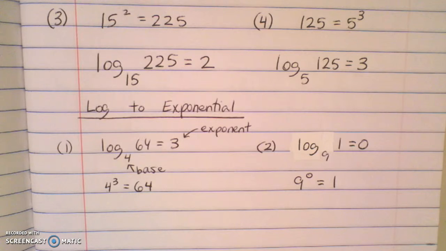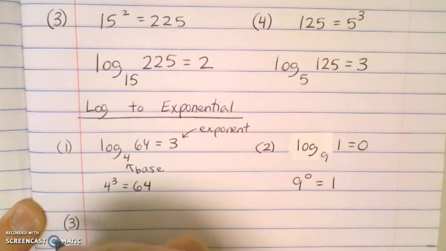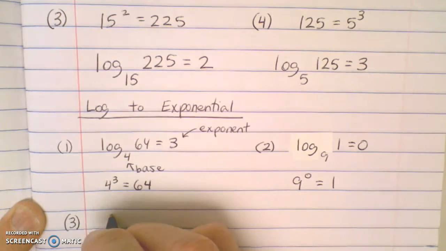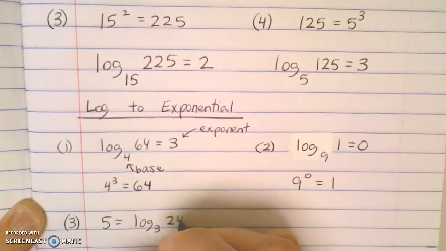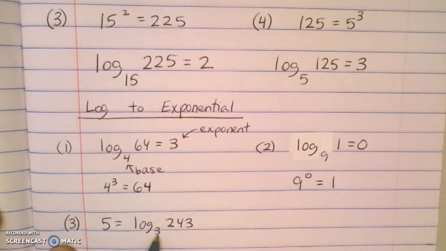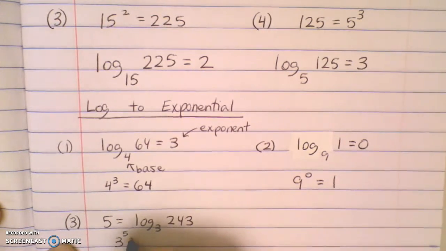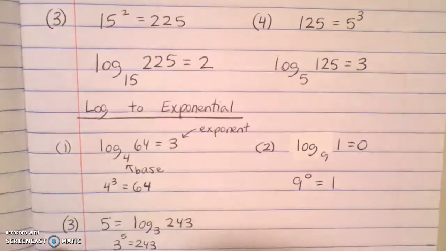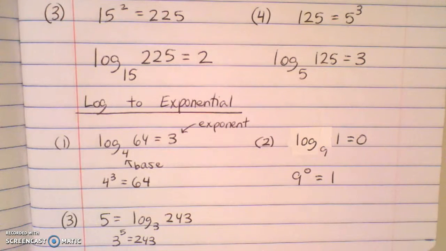Let's look at two more examples. And again, I'm just going to rewrite it in a different way, but it should still follow the same steps. So let's say 5 equals log base 3 of 243. So again, my base is always the number that's the little lowercase number. So 3 to the 5th equals 243. And the way to check that would be to type that into your calculator and make sure that 3 to the 5th is indeed 243, which it is.